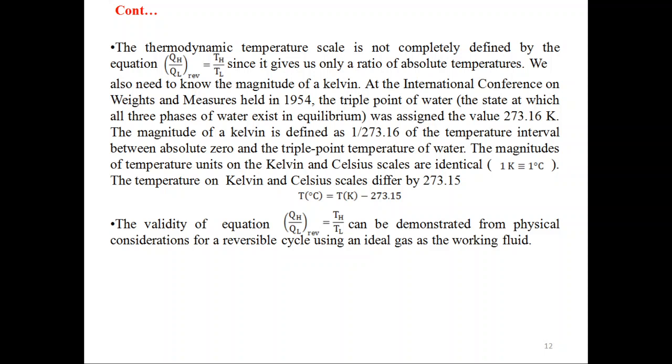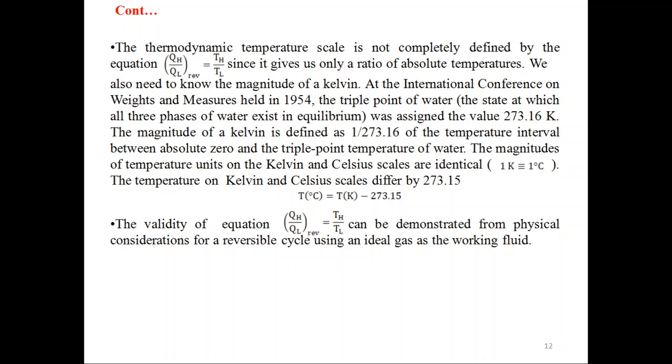The thermodynamic temperature scale is not completely defined by the equation QH by QL for the reversible case equal to TH by TL, since it gives us only a ratio of absolute temperatures. We also need to know the magnitude of a Kelvin.